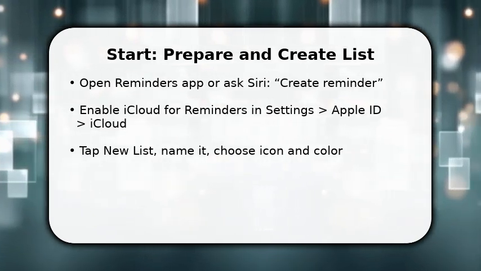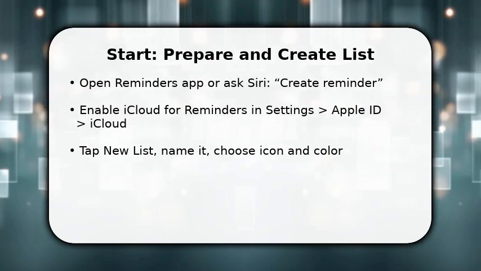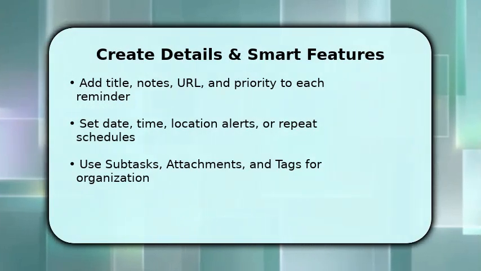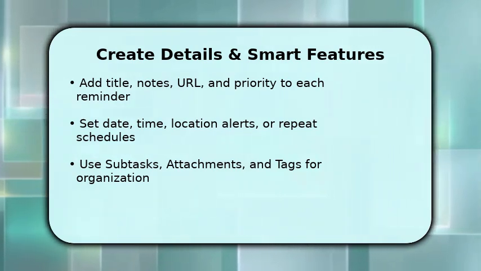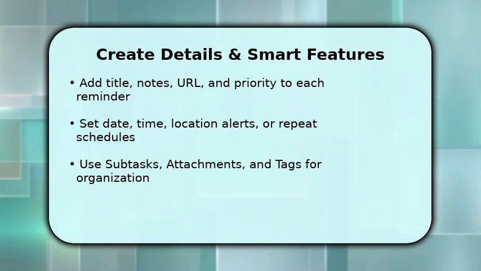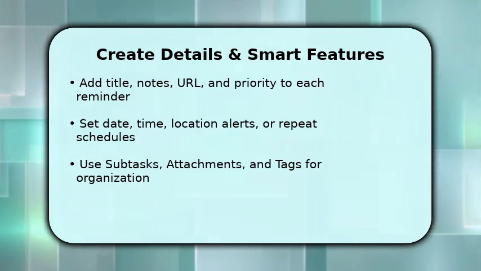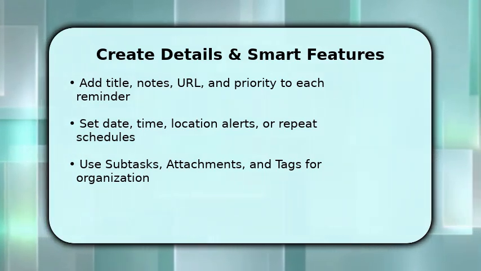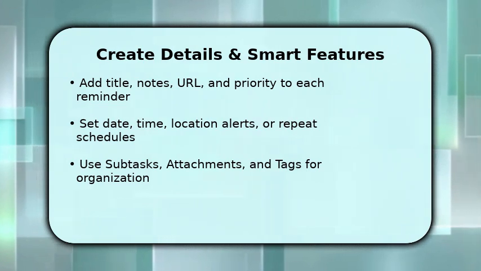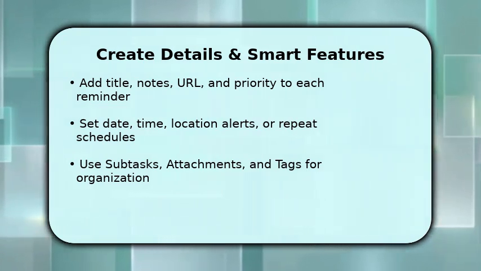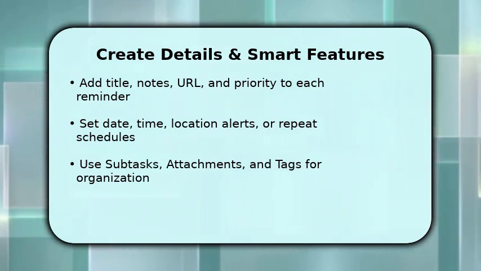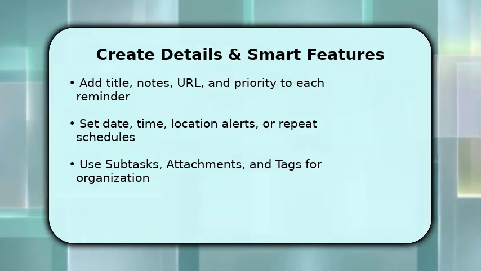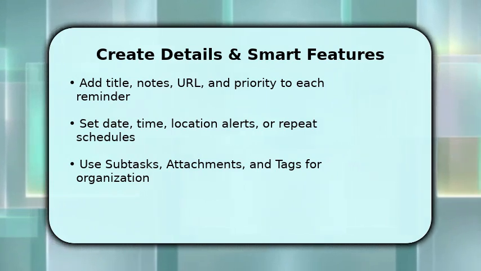Now you'll build each reminder into a useful, action-ready item. Tap a reminder to add details: notes for context, a URL for reference, and priority so urgency shows. Then set date and time or choose a location trigger, arrive or leave, to automate alerts. For recurring work, configure repeat rules. Use subtasks to break complex items, attach photos or scans, and apply tags to group across lists. This makes searching and smart lists much more powerful.